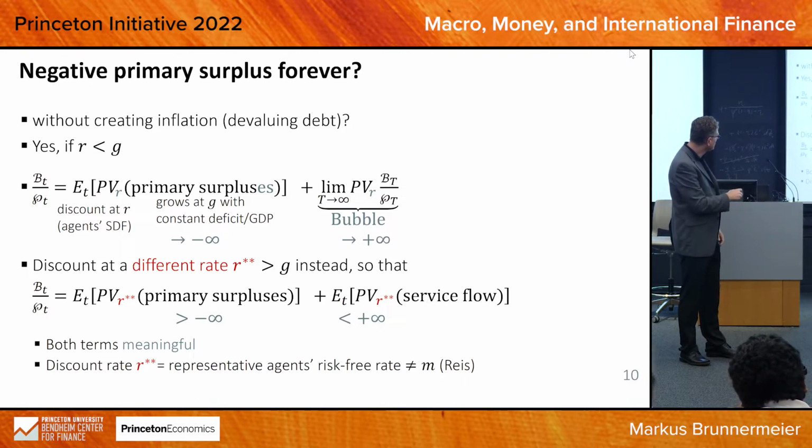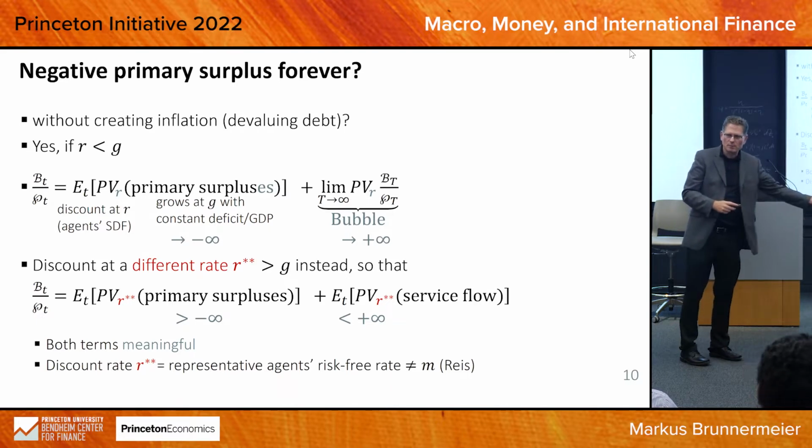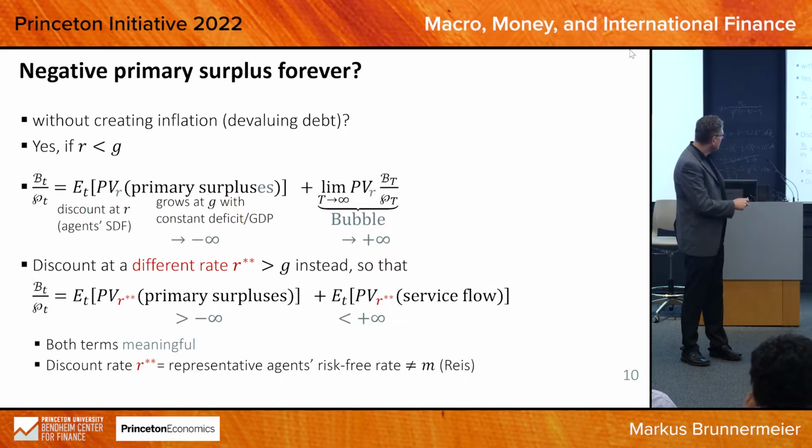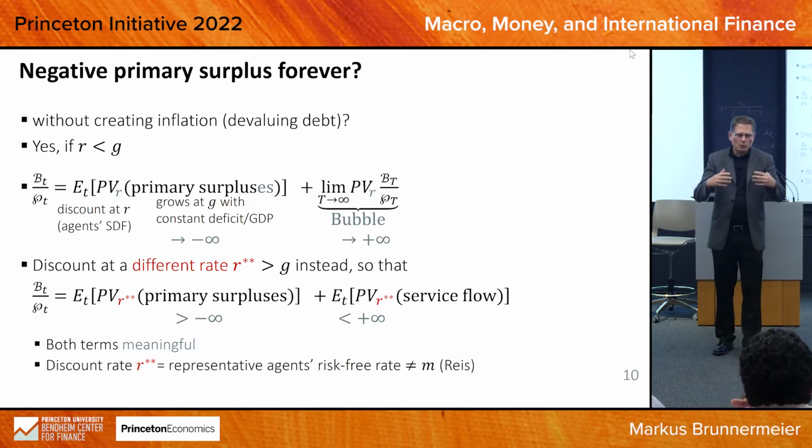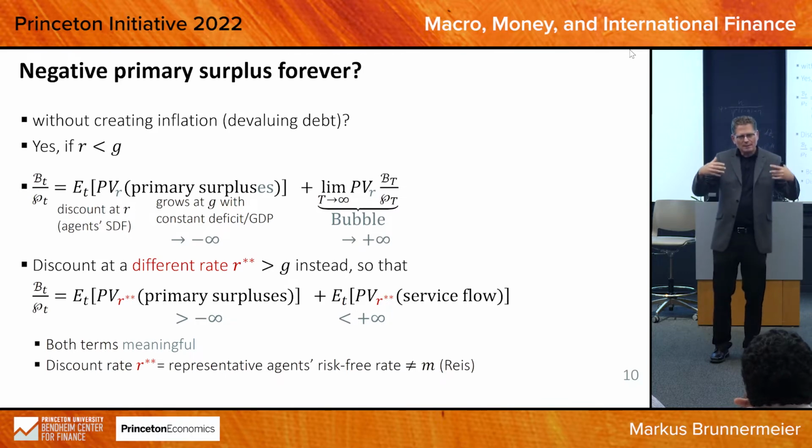When I discount with R double star larger than G, I can do that. This term would become negative, and might still be negative in Japan if all the primary surpluses are negative. If I discount, it stays negative, but it's at least not minus infinity. And then this term is a positive finite number. On top of it, this R double star should be a meaningful thing. What we will argue is that if we were to put an investor with repressive agent features into this economy, even though there's no repressive agent in it, this would be the risk-free rate of this repressive agent.